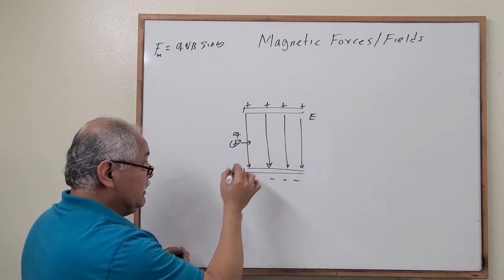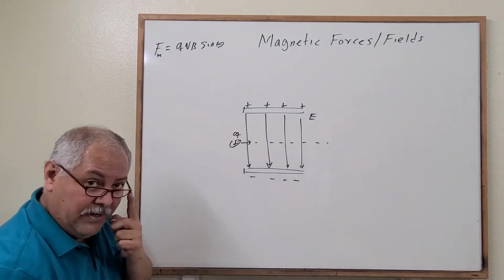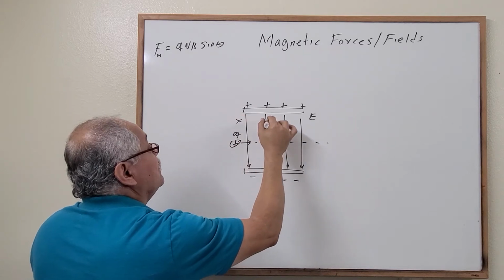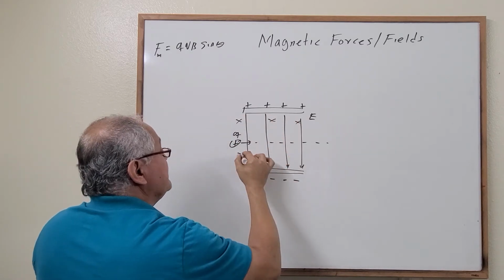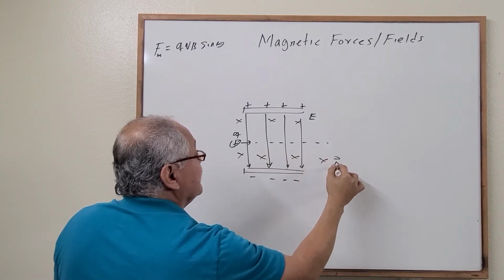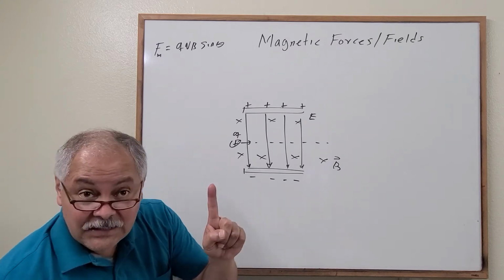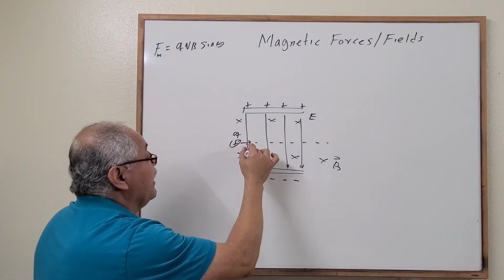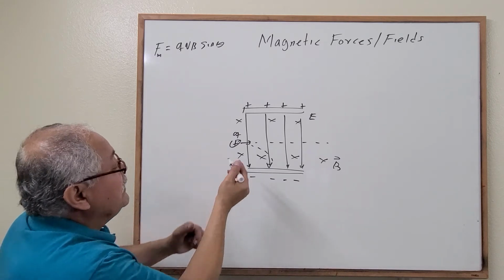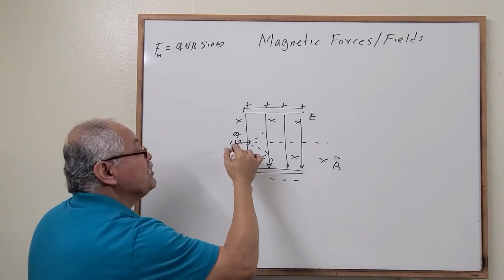But we want this to be moving in a straight line. How can we make it? Well, we introduce this into a constant magnetic field. Now this is a magnetic field. Okay, the magnetic field is constant. What happens in this case? Look, when we have only the electric field, this is the path. If we have only the magnetic field, that should be the path. How can we make this a straight line?